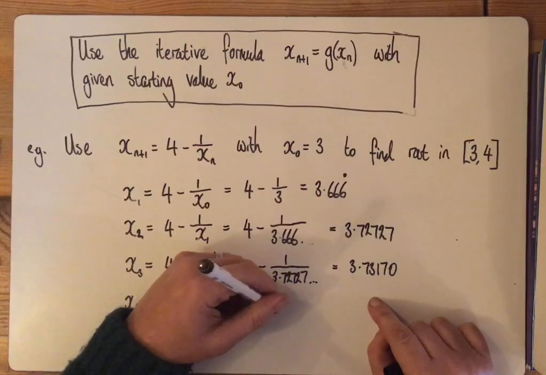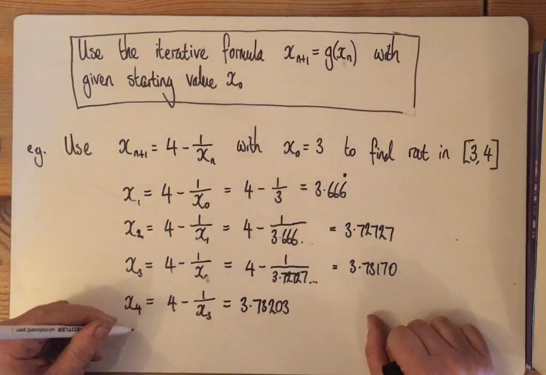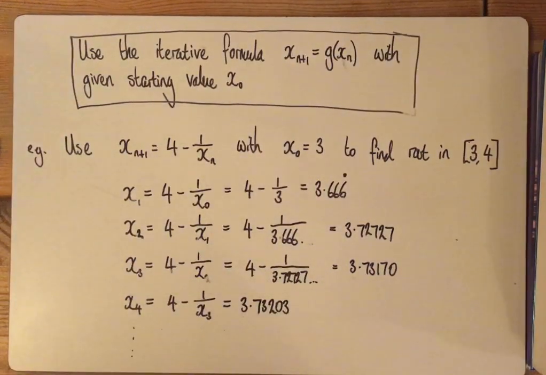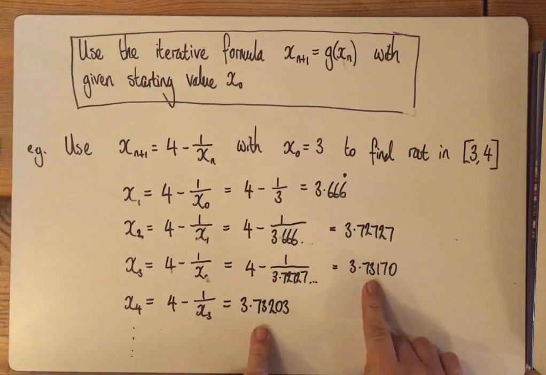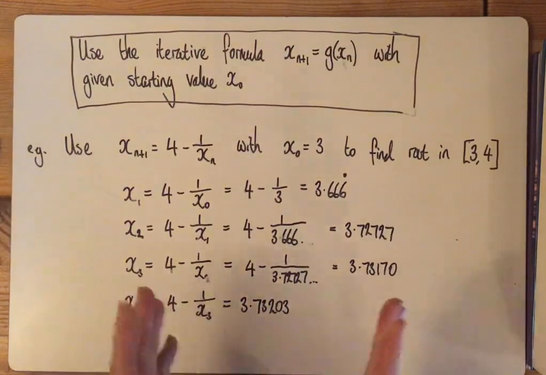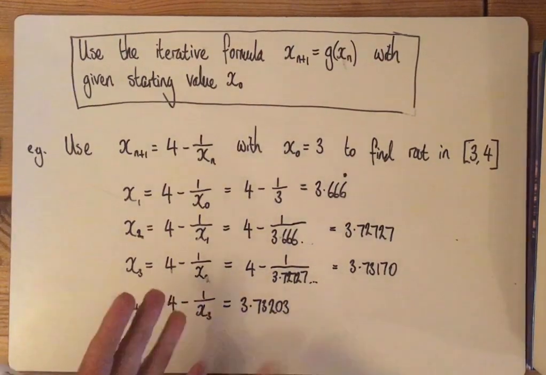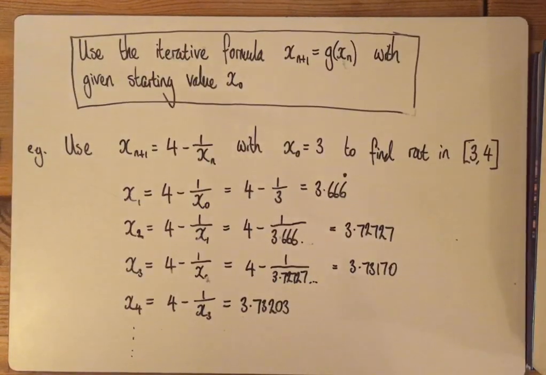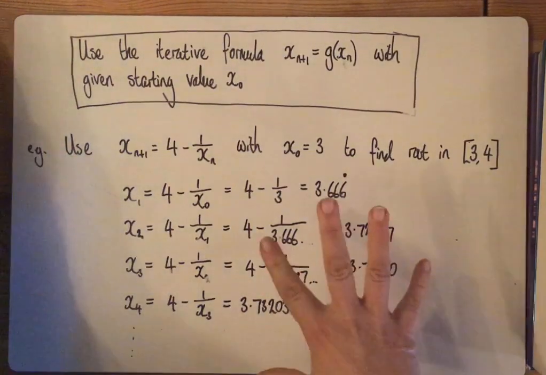So it's starting to settle down, and then you can just keep going. At this point, it's looking like it's going to be 3.73 to 2 decimal places. You could do a change of sign either side of that to prove it. So you could do 3.725 and 3.735, which shows a change of sign, and that would prove your result to 2 decimal places. The way to do this though really is to use a calculator.